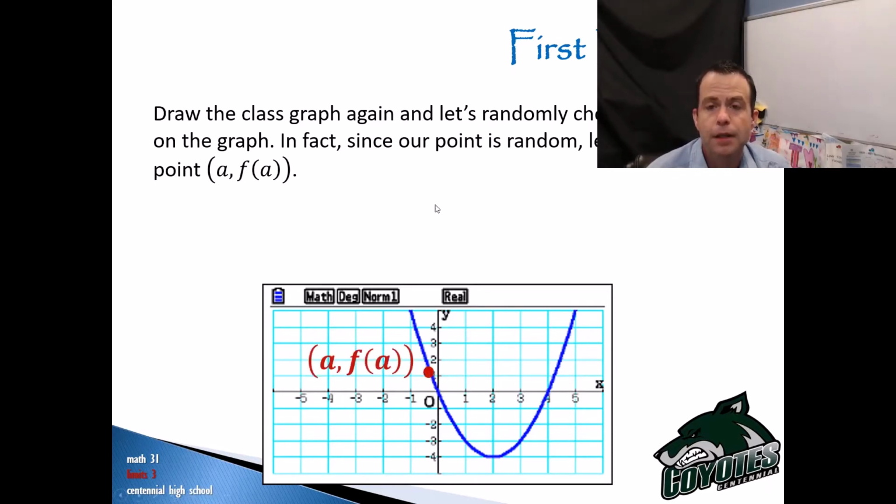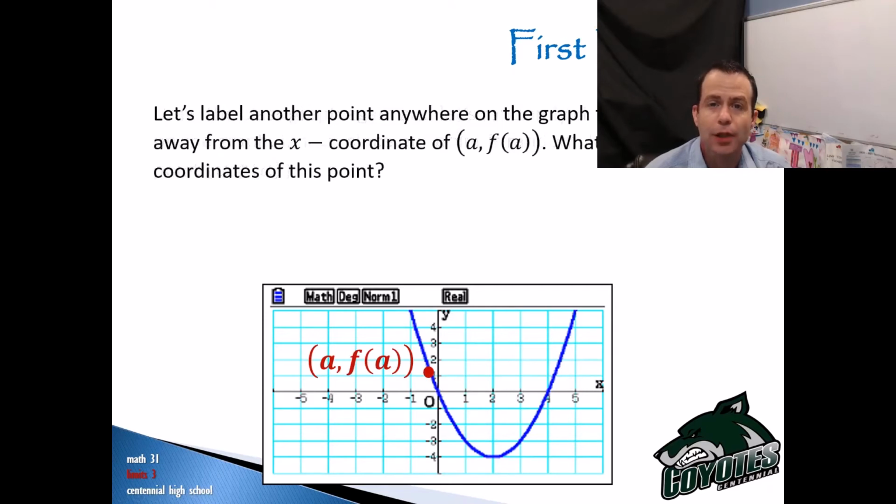Okay? Now, we're going to label another point anywhere on the graph that is h units away from the x coordinate of A, comma, f of A. So, any other point anywhere you want. I just chose to put it there. But what we're saying is that from here to here will be h units, so we're going to label that as h.